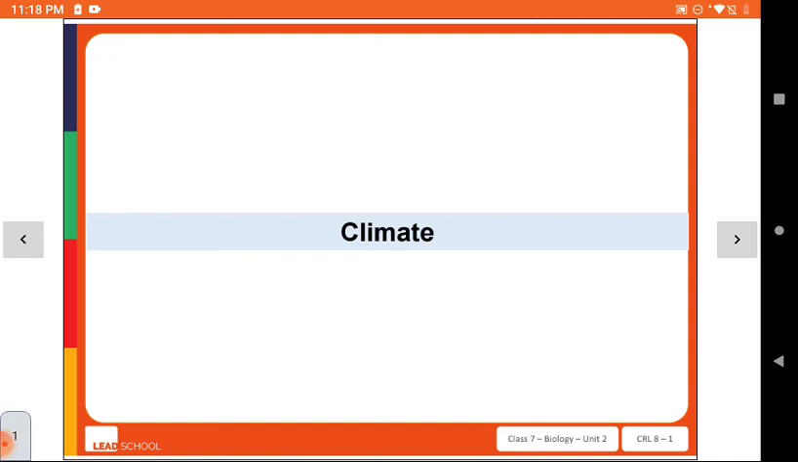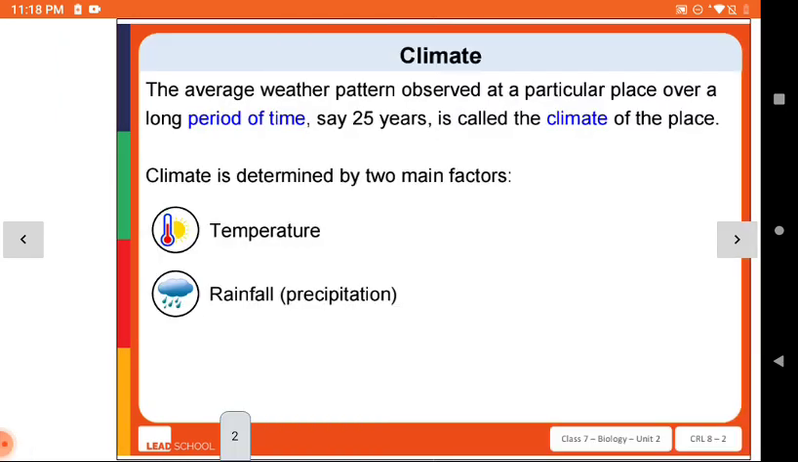So, our chapter is weather, soil and climate. Students, today we have to discuss climate. So, what do you mean by climate? Actually, the average weather pattern observed at a particular place over a long period of time, say 25 years, is called the climate of the place.